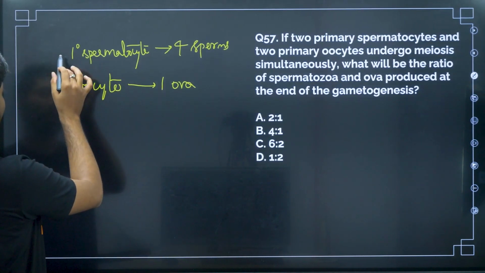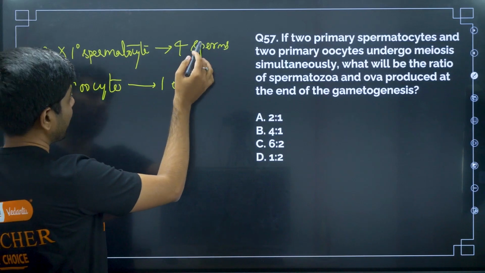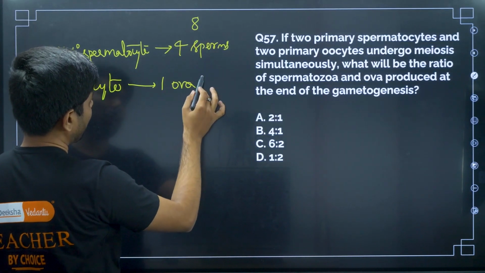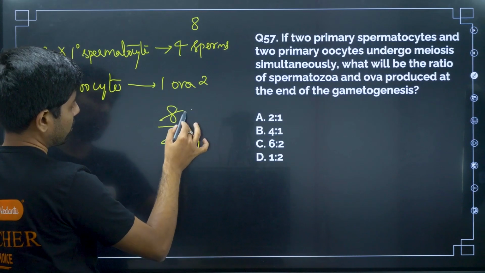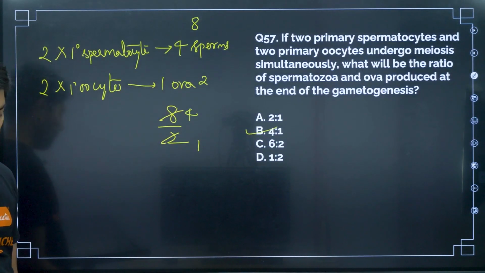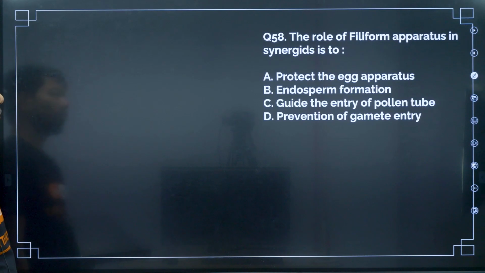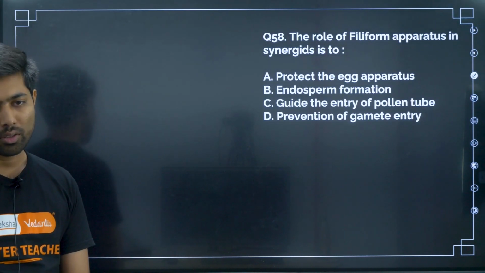Now, what are they telling? They are multiplying it by 2, right? Now, what will you get? You get 8 sperms and 2 ova. Our ratio is 8:2, which is 4:1. Now the ratio still remains 4:1, right? Now look at question number 58, the role of filiform apparatus in synergids, right?